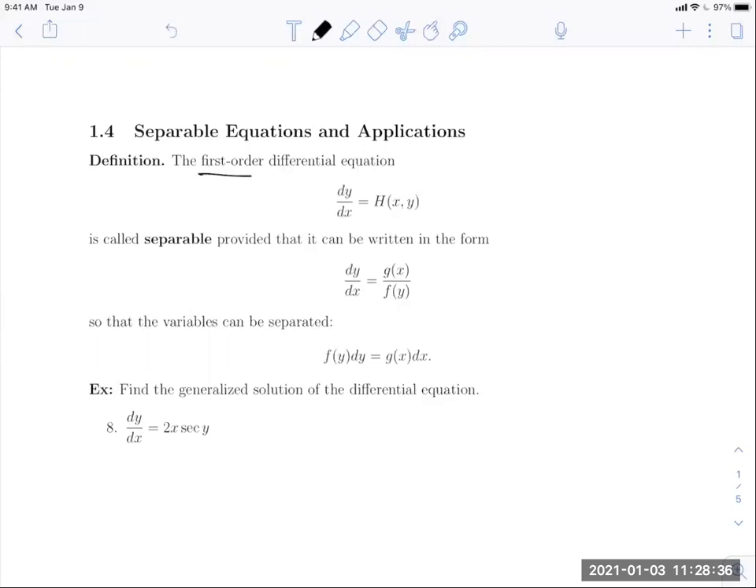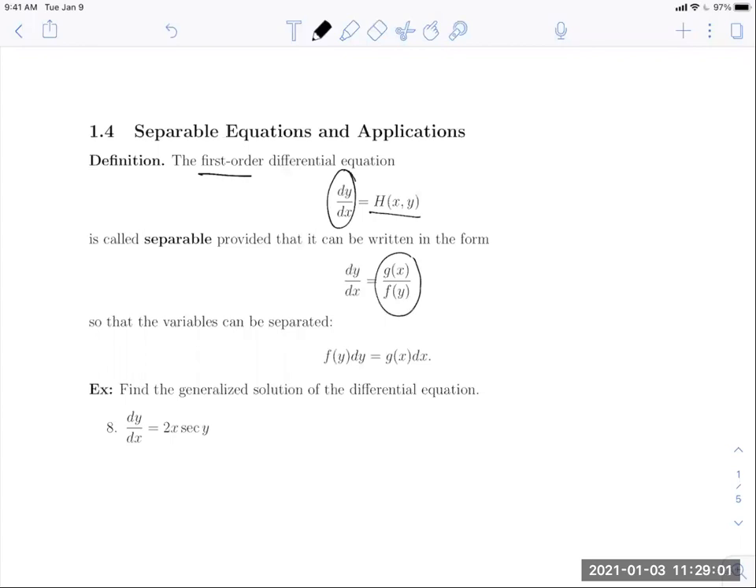First of all, we're only considering first order differential equations. And we're supposing that our differential equation is of the form dy/dx, although this would work with any variables, and that we have some function on the right-hand side in terms of x and y. We say that this first order DE is separable if you can write it in such a way that you can separate a function g of x on top and f of y on bottom.